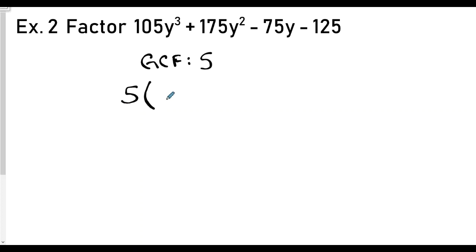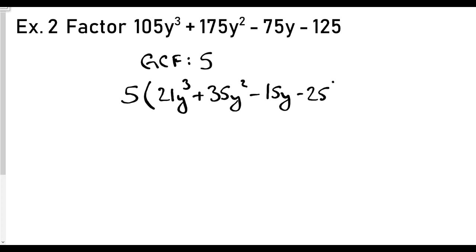So 105 divided by 5 we said was 21, so this is 21y cubed. 175 divided by 5 is 35y squared. 75 divided by 5 is going to give you 15y. And then 125 divided by 5 is going to give you 25.